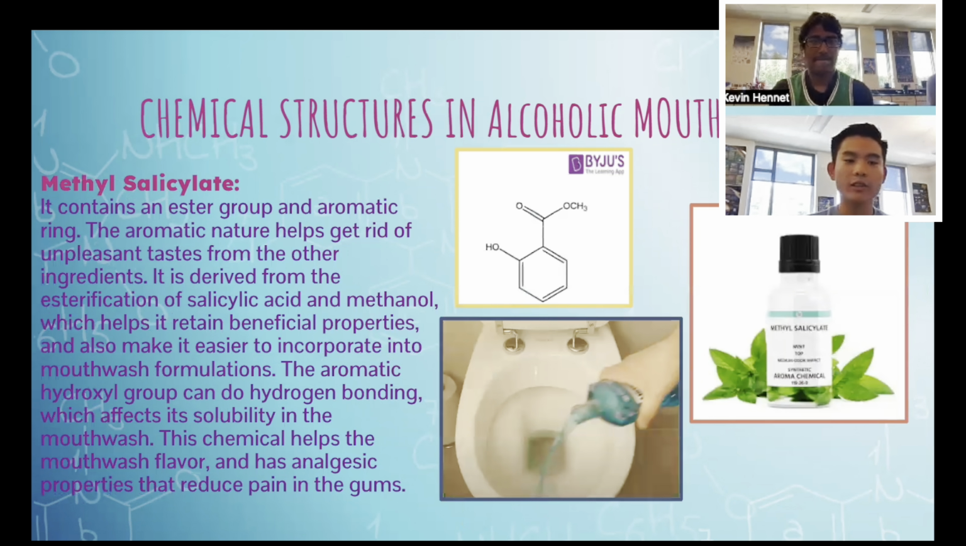Next, we have methyl salicylate. This is basically derived from esterification of salicylic acid with methanol. This helps the mouthwash retain its beneficial properties that make it work. It also makes it easier to incorporate into mouthwash formulations. The aromatic hydroxyl group can do hydrogen bonding, and this is important as it affects the solubility of the mouthwash. This chemical gives it more flavor, and it also helps reduce the pain that it could create in the gums.